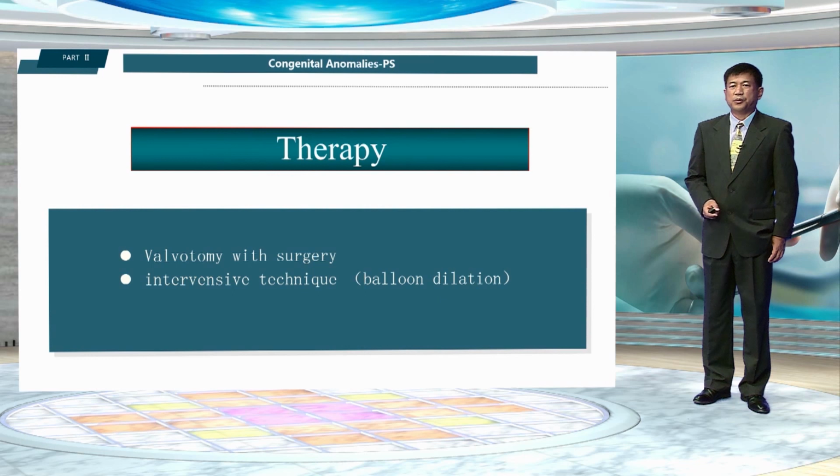Therapy is simple. We cut the stenotic valve open. It's called valvotomy. But nowadays, interventional technique has been taking the place of surgery. It's called balloon dilation.